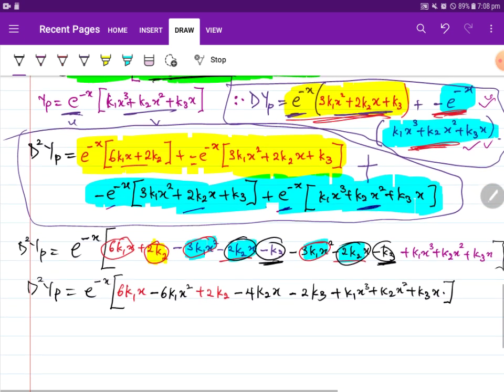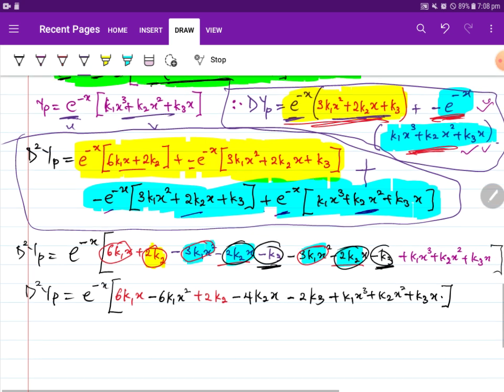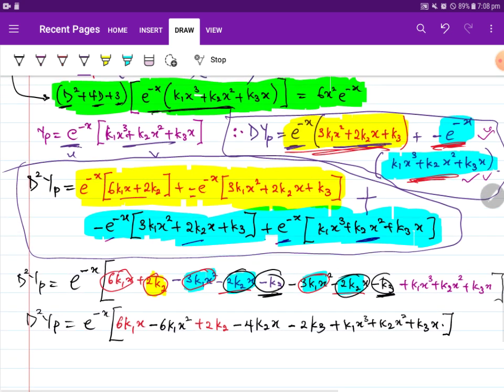Now I want to substitute. Wow, this equation will be very long, but just pay attention. Therefore, my second order, which is this, I want to substitute into this equation. So just maintain this. Let's just pay attention. Look at this part, please. I'm putting it here so that we won't make mistakes. Now let's substitute it there.